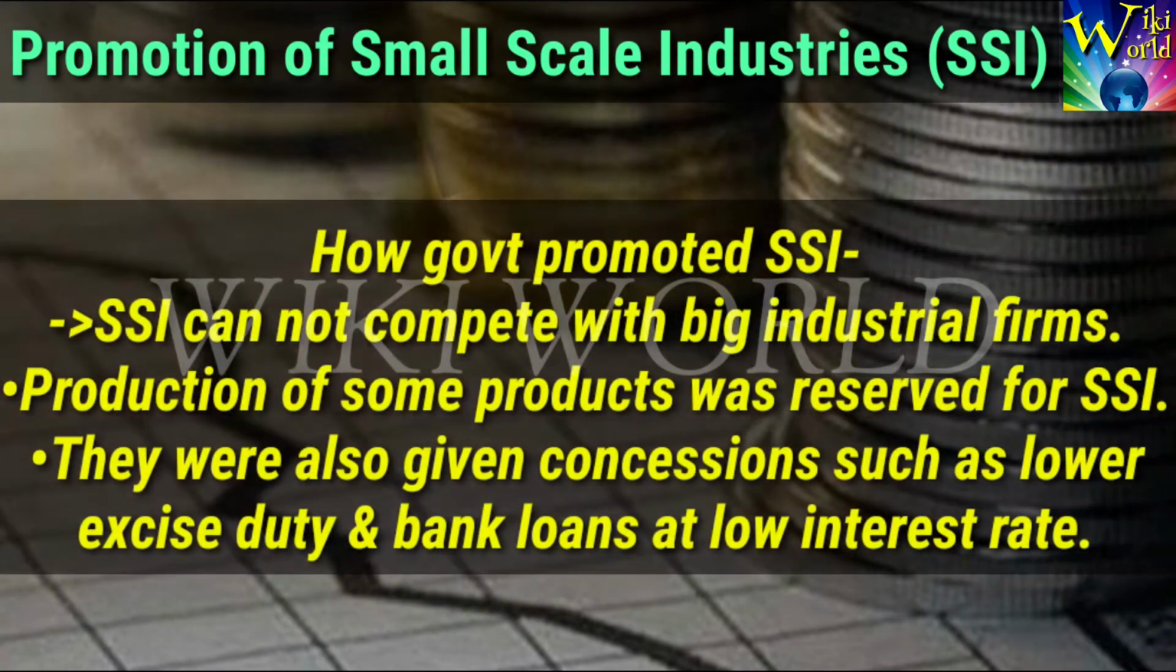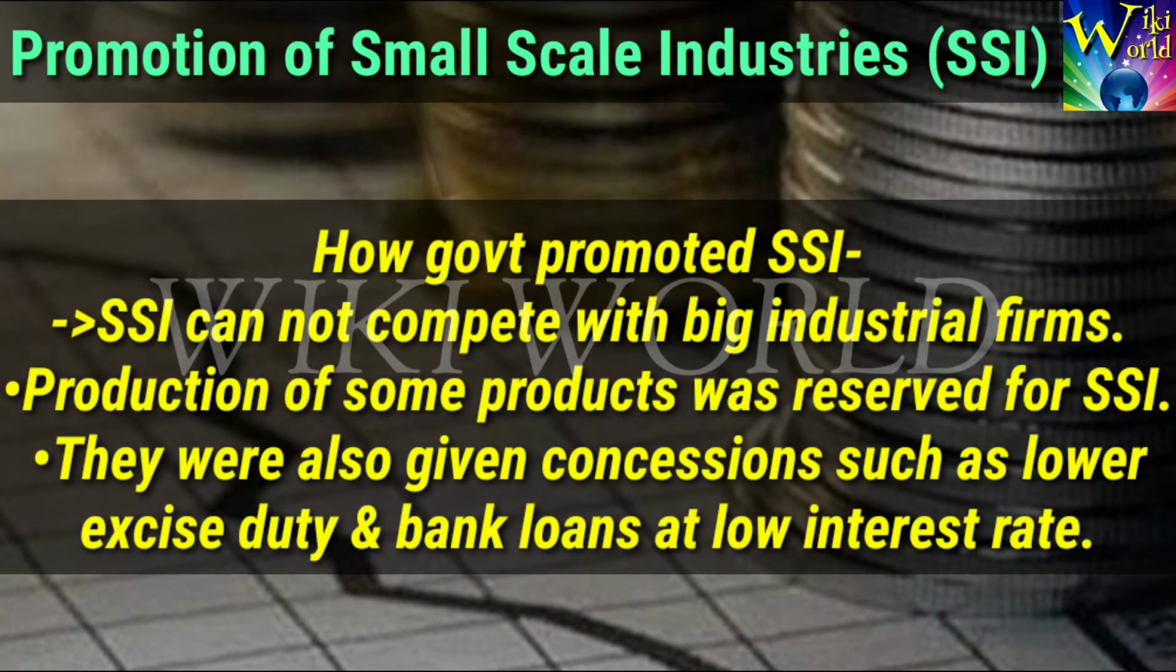Now, how did the government promote SSI? SSI cannot compete with big industrial firms. So, first, production of some products was reserved for SSI. Second, they were also given concessions such as lower excise duty and bank loans at low interest rates.